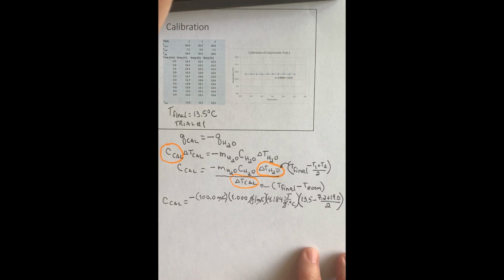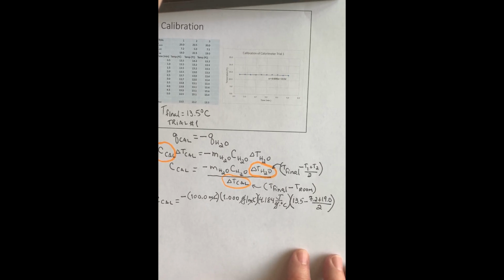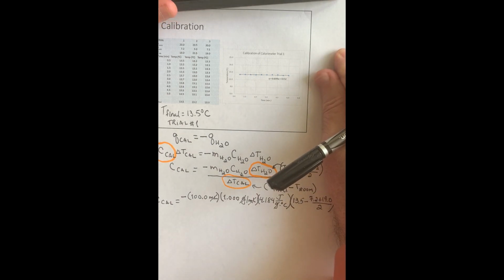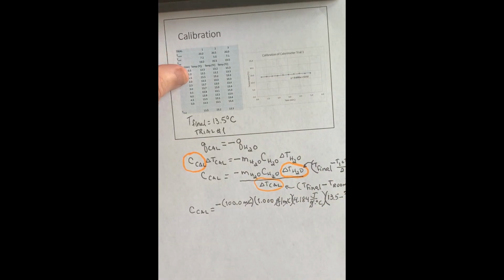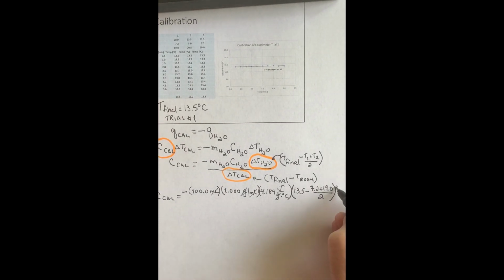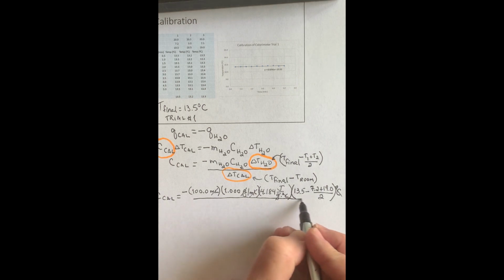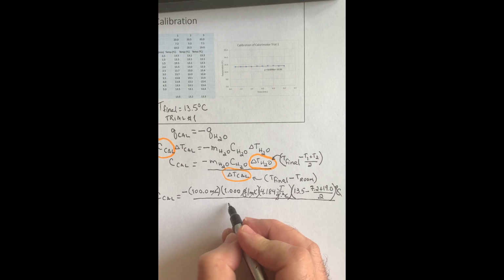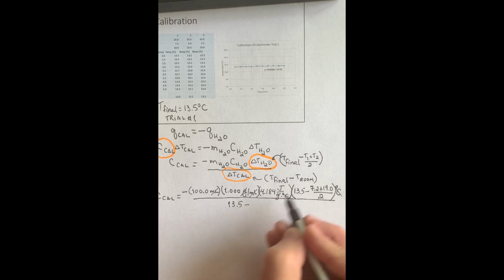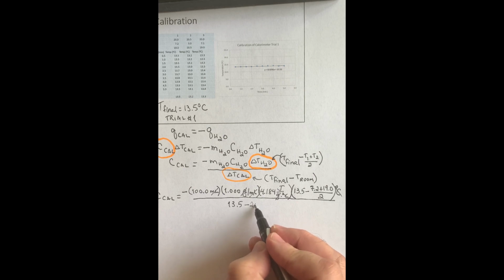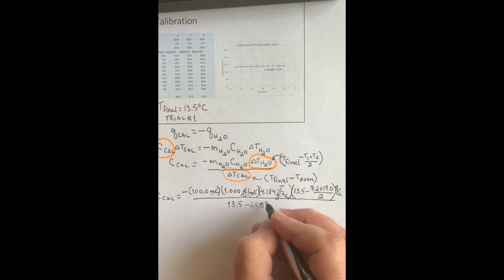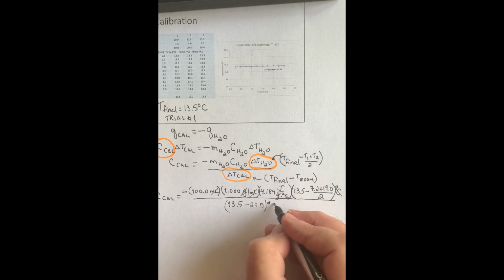And this is degrees Celsius, which will cancel with this. Okay, what do we have in the bottom? We have the difference between T final, which is 13.5, minus the room temperature, which was 20.0. And again, that will be degrees Celsius.